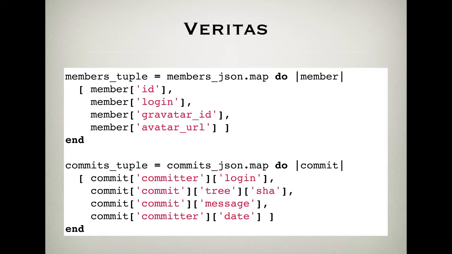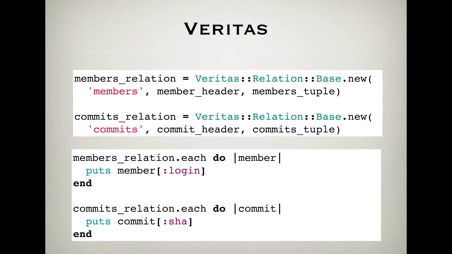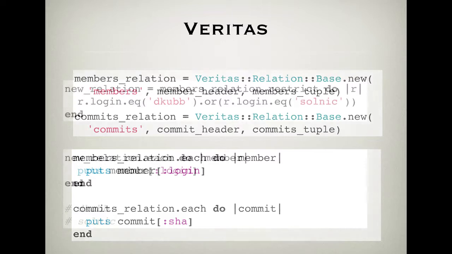Having that done, I can build relations with Veritas. It's as simple as that. You call Veritas::Relation::Base.new. You pass in the name of the relation, you pass in the header, and the tuples with the data. And a really nice thing about Veritas relations is that they implement the Enumerable API, so you can, for example, iterate over members or commits, and you get access to all the data inside.